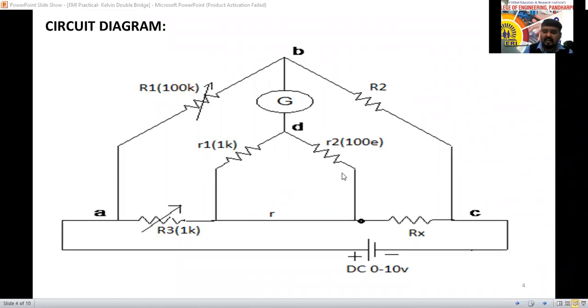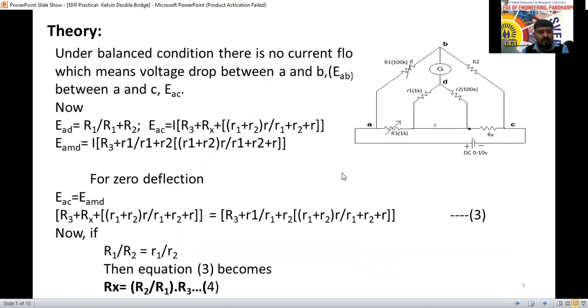Based on this circuit diagram, there is some derivation. Actually, we have to cover it in the theory part. Within 1 hour, it is to complete all the basics. It will take some time. So here the circuit diagram is there.